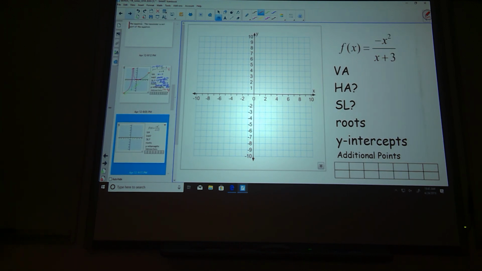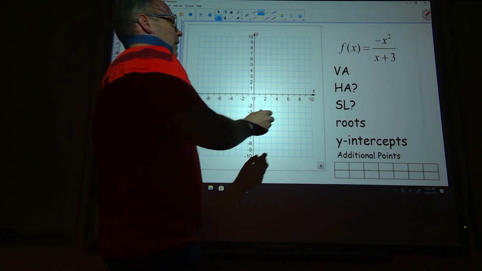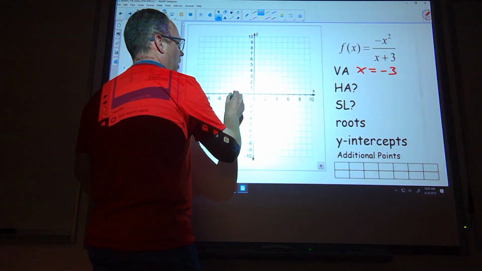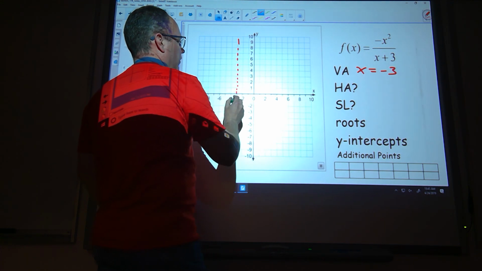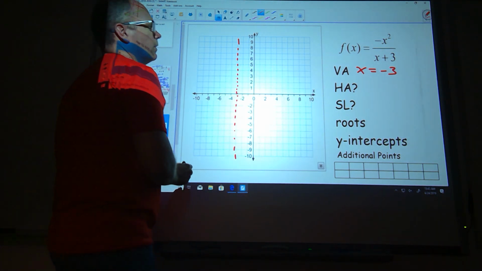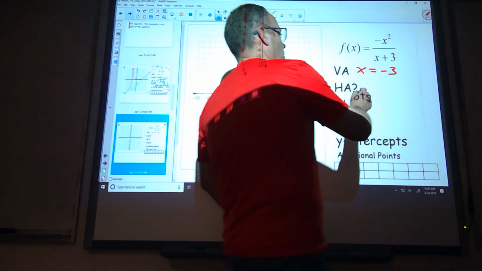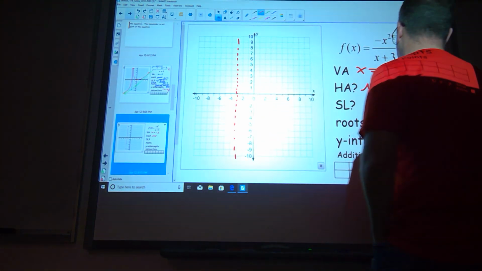All right. Vertical asymptote. X equals negative 3. Everyone feel comfortable how we found that? Even those on the phones? Okay. Horizontal asymptote. Yes or no? No. Why not? Because the degree on top is bigger. So the degree on top is more than the degree on bottom. So nope, that doesn't work.